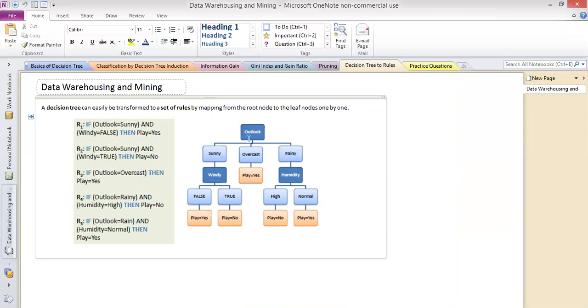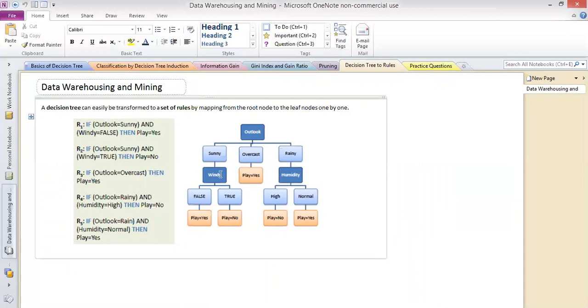Now you see here, outlook is the first one. Sunny, overcast and rainy. Sunny, windy, false and true. So windy or not windy, like that. And these are the labels assigned. So what is happening here is that you first check for the outlook. This is a different subtree. Now you understand that the dark blue colored ones, outlook, windy and humidity, are actually your attributes. Sunny, overcast and rainy are values for outlook. False and true are values for windy, and high and normal are values for humidity. And yes and no are your labels. I hope you understand now.